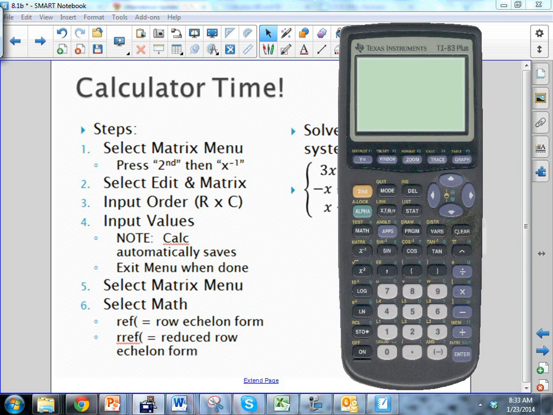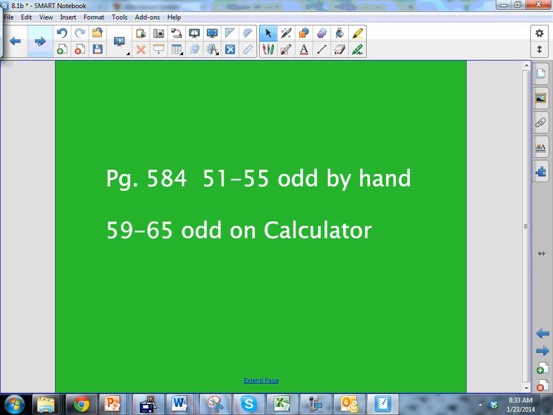Any questions? Did you find it in your calculator? Not yet. Okay. Because reduced row echelon form only applies to an augmented matrix.